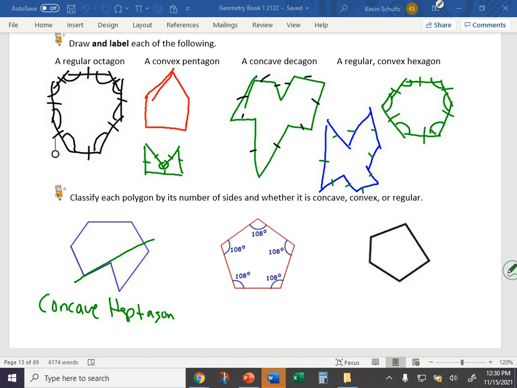Okay. Next one. What do we got? A regular convex pentagon. Okay. Why are we shocked at that?